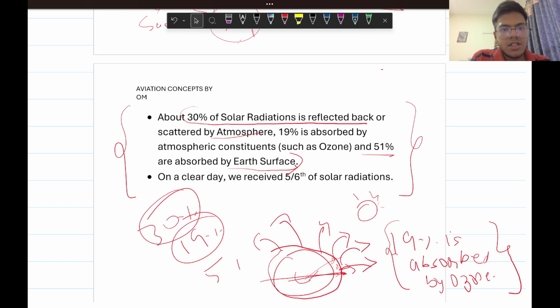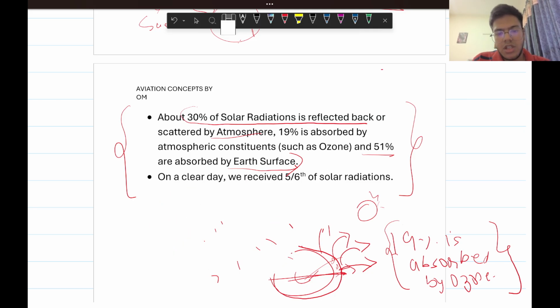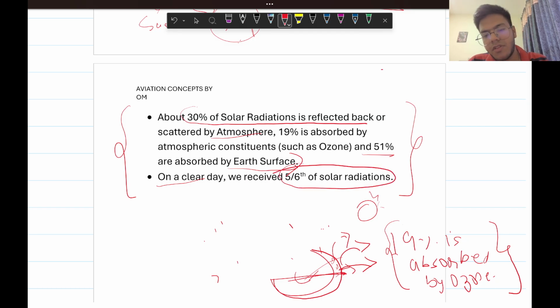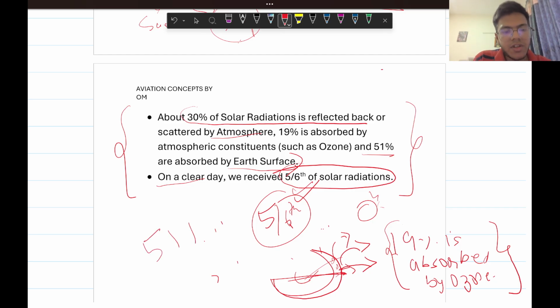Now guys, there is one more fact: on a clear, fully sunny day, we receive 5/6 of solar radiation. This is just a percentage. Like the 51%, we can say it as 5/6 of solar radiation.